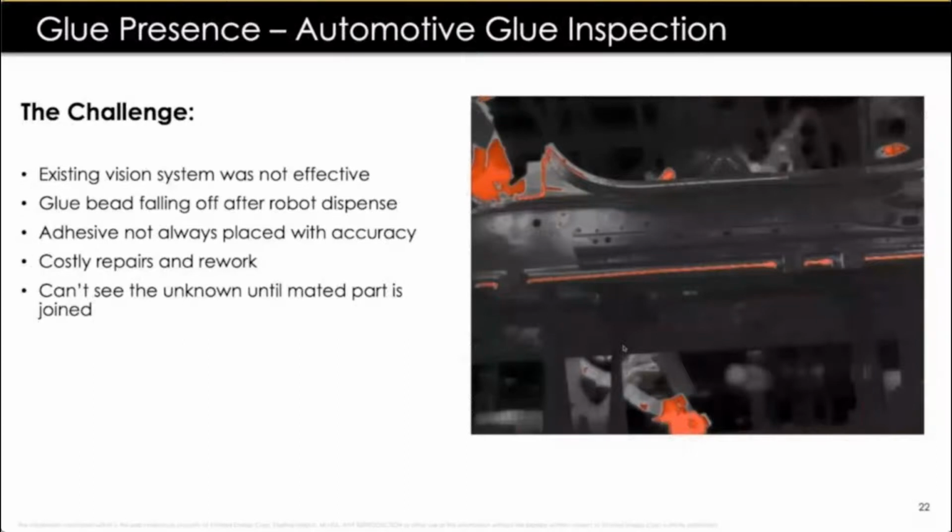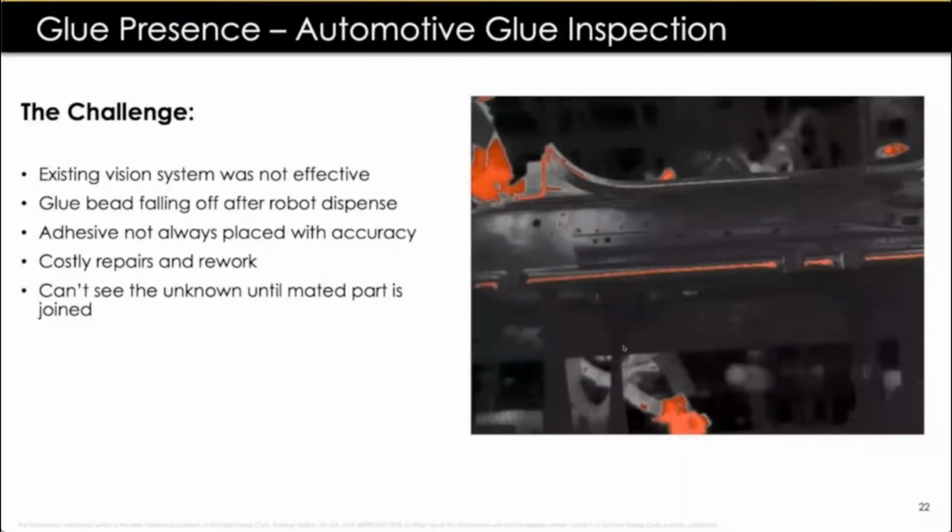It was not always placed with certain accuracy. There's a lot of moving parts. It's a big automotive framing part, a really large part, and it was kind of whipped around a little bit with the end of arm tooling on a robot. So that caused a little bit of process issues. So they wanted to make sure that it wasn't falling off.